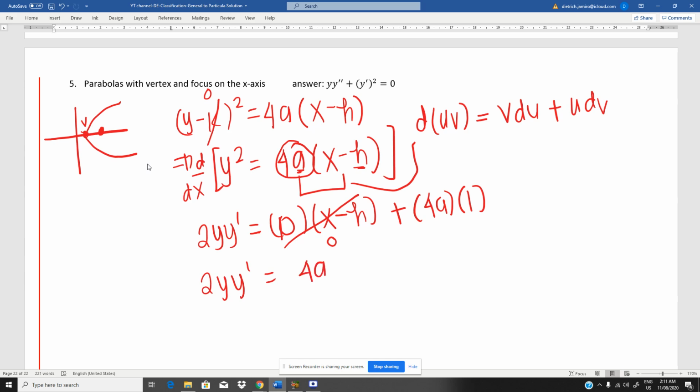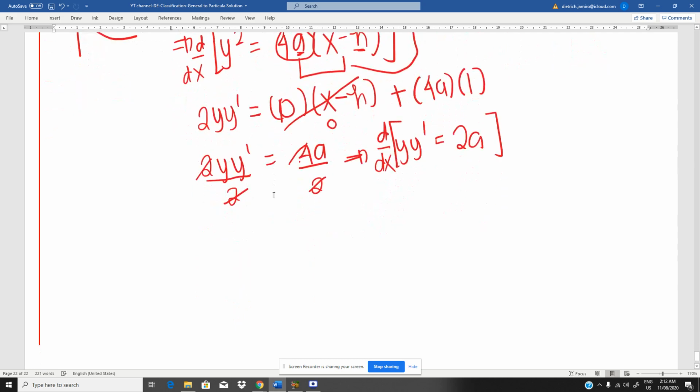Dividing both sides of the equation by 2, this will cancel out, and we will have y prime is equal to 2a. As you can see, we still have 2a, so we should take the second derivative. By taking the second derivative, as you can see, we will also use product rule.